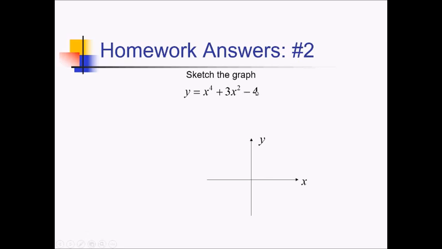So I need factors of negative 4 that add up to positive 3. So let's see here, 1 and 4, that would do it if I had negative 1 and positive 4.